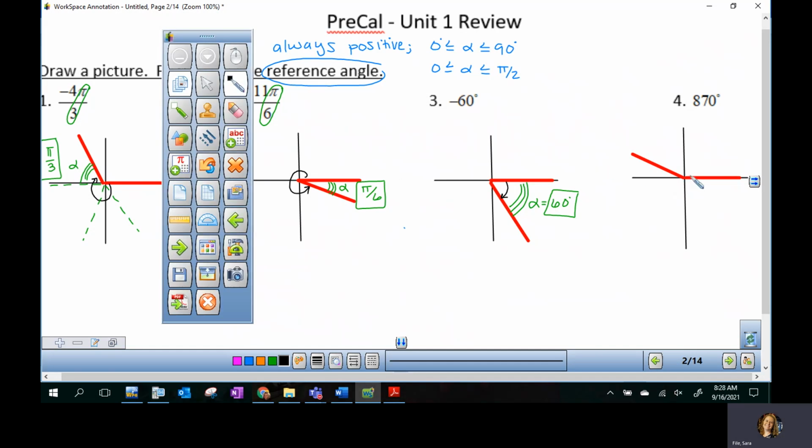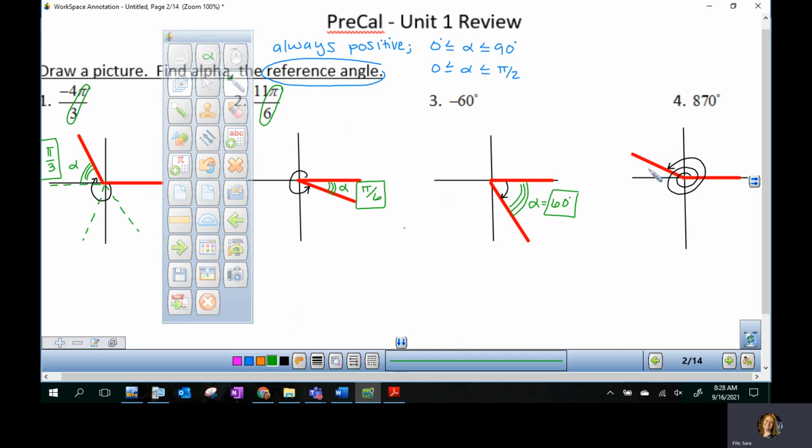Okay, so we did 360, 720, and then 870 was 150 more. So it's coterminal with a 150 degree angle, isn't it? Okay, so there's the sketch of it.